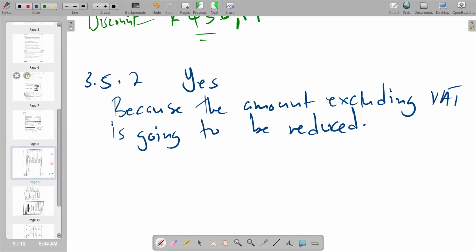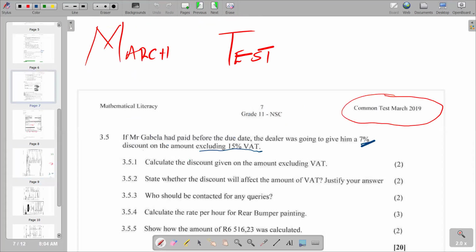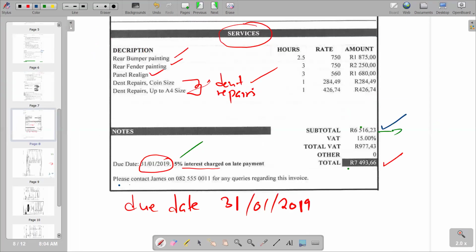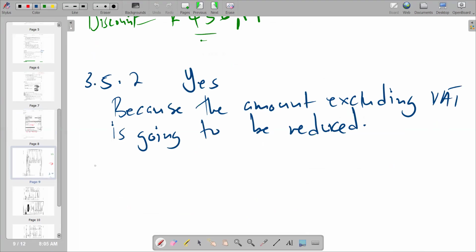Then go to the next question, which is saying who should be contacted for any queries. So we can just get that information from our invoice. In the end of our invoice, please contact Mr. James on 082 550. But basically, the question is saying who, which means the name of the person, which is James. So we're saying on our answer section, it's now 3.5.3. So our response is James.